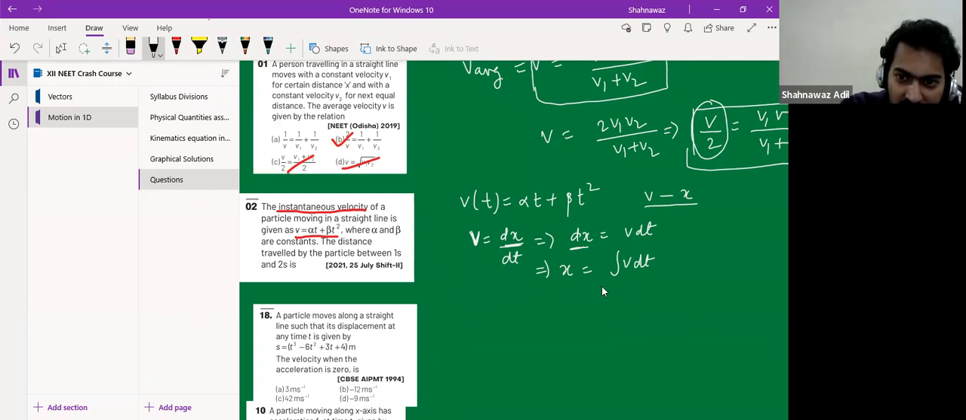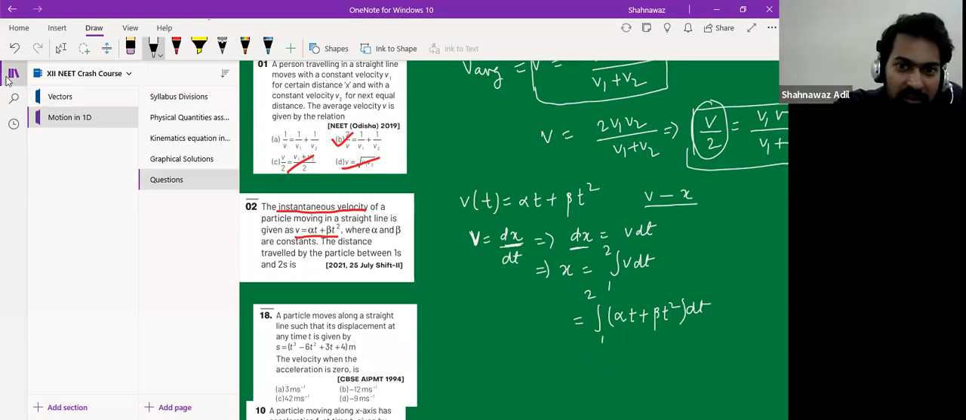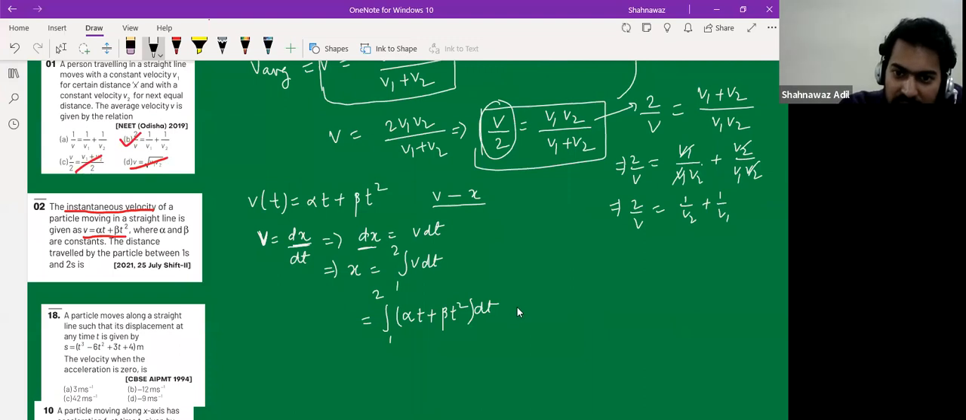Okay. So this is from 1 to t, right? Okay. So what will be the integral? So this is alpha t plus beta t square, okay, dt from 1 to 2. Okay, any doubt? No, sir. So, okay. Yes. So let's carry on here.